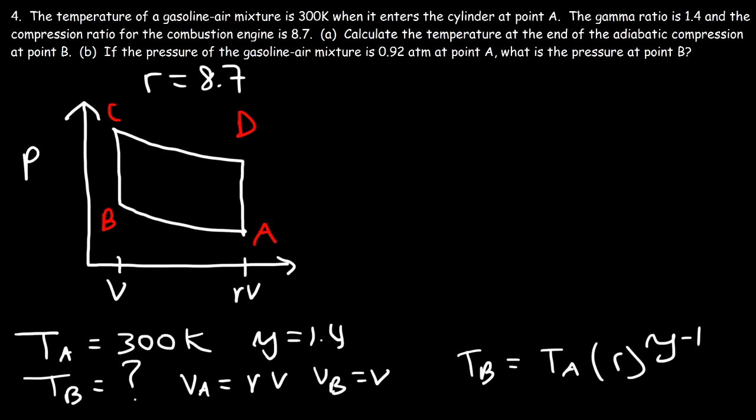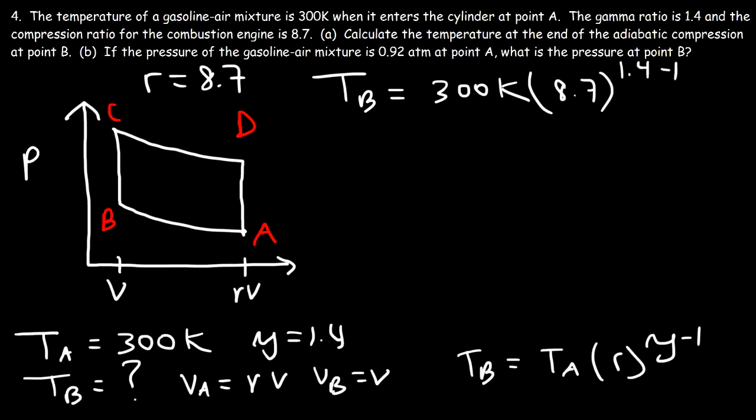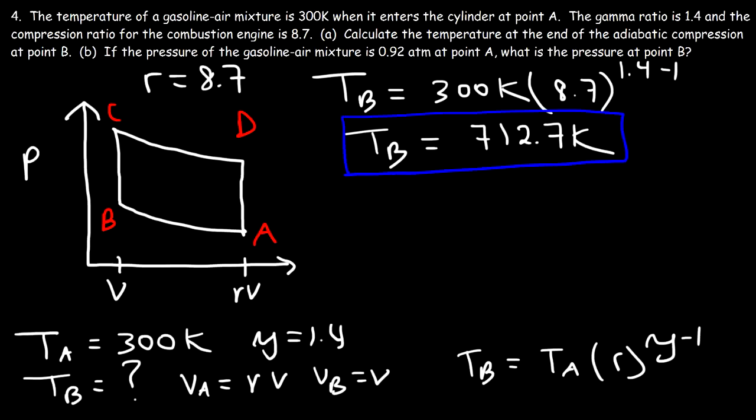So now let's calculate TB. So TA is 300 Kelvin. If it's in Celsius, you need to add 273 to convert it to Kelvin. And the compression ratio in this example is 8.7 raised to the 1.4 minus 1. So TB in this example is 712.7 Kelvin. And so that's the answer for part A. Now let's move on to part B.